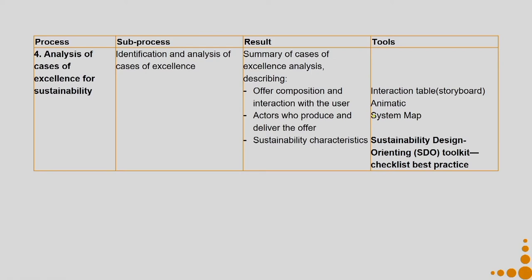I will not discuss the systems map because we already discussed how to make a systems map. We will discuss the Sustainability Design Orienting Toolkit. Before we get into understanding what this toolkit is, let's go to process 5, which is the last process of this particular strategic analysis stage, because that process also uses this SDO toolkit.